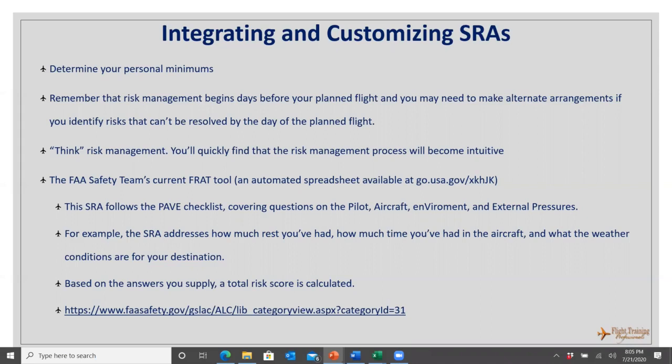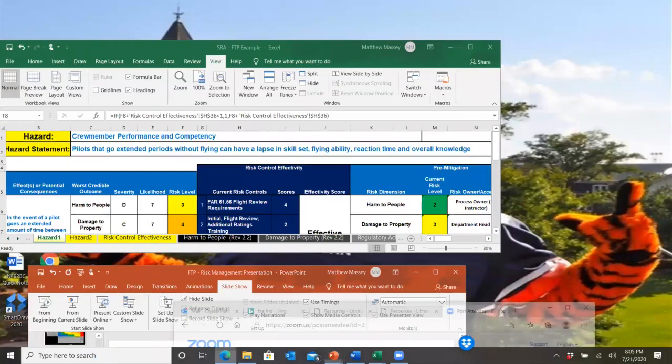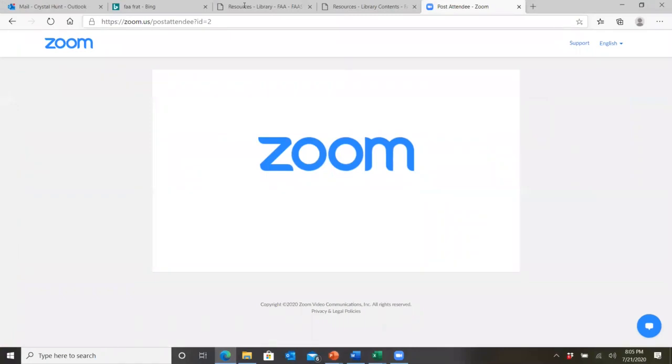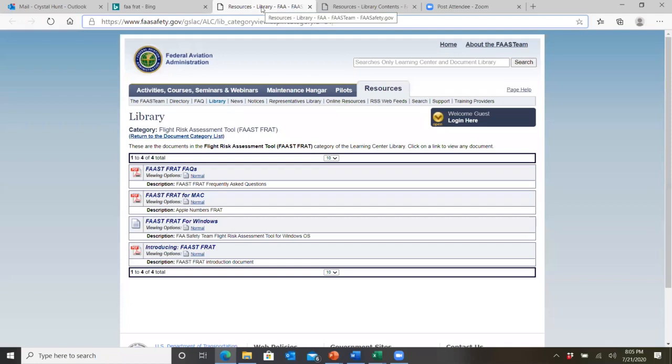So I know I showed you some complicated SRAs today, but I did want to show you a simple one to use. We'll do that real quick, and it's one that's much more realistic and what you guys can use today. If you go to your Google search, you can simply type in FAA FRAT, or I can send you the link as well.